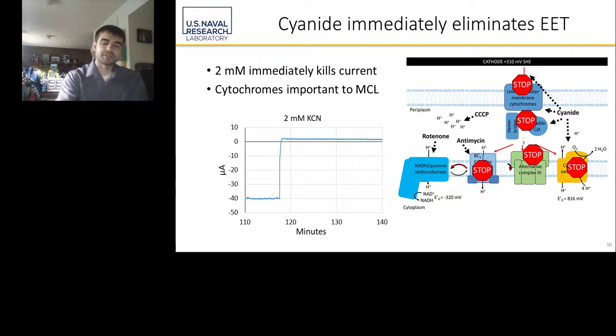The reason it doesn't go to zero completely is that there's actually a slight offset here. Before I added any cells to this reactor at all, the current was slightly positive, just because of some variability in the reference electrodes that I was using. So this amount of current that's generated after we add the cyanide is identical to the amount of current that was generated before I added any cells to the reactor at all.